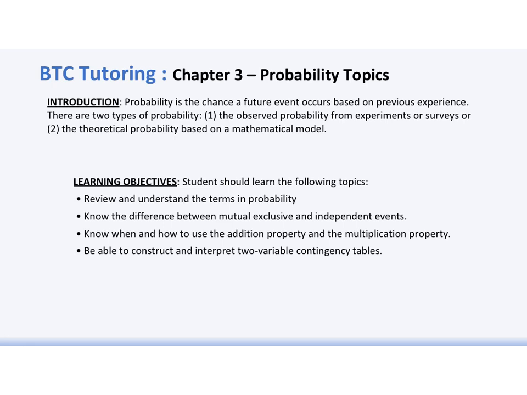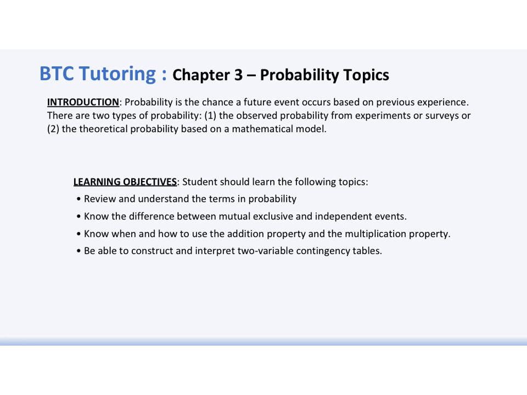This chapter in particular is about probability, which is the chance a future event occurs based on previous experience. There are two types of probabilities. One is the observed probability from experiments or surveys, typically known as relative frequency, or two, the theoretical probability based on a mathematical model.